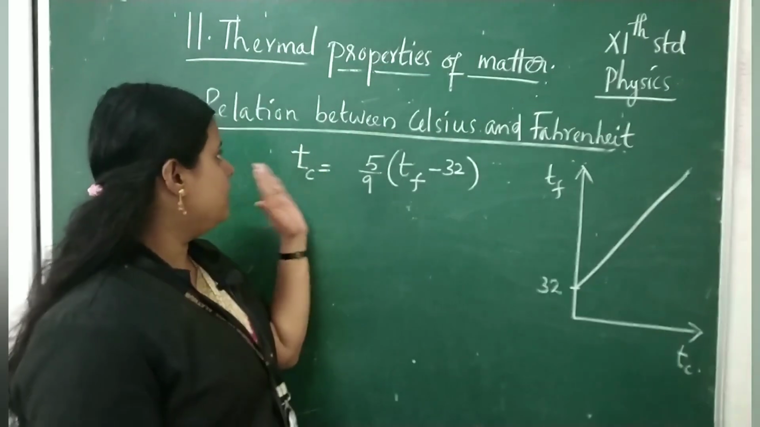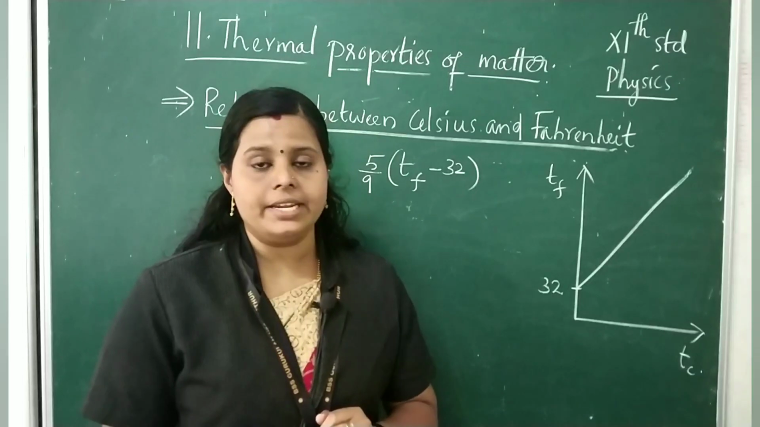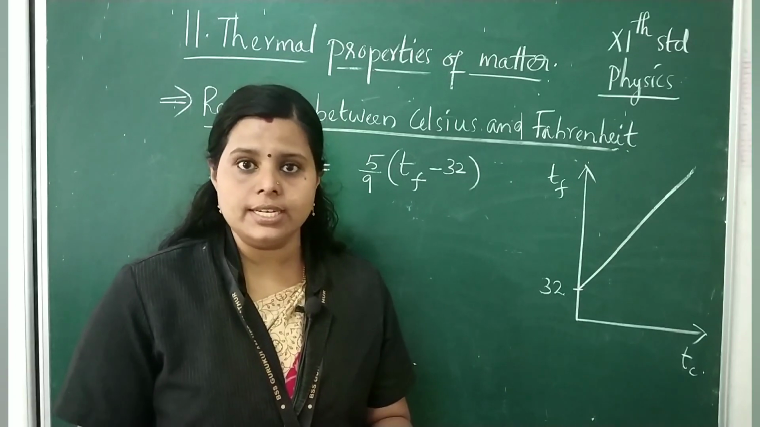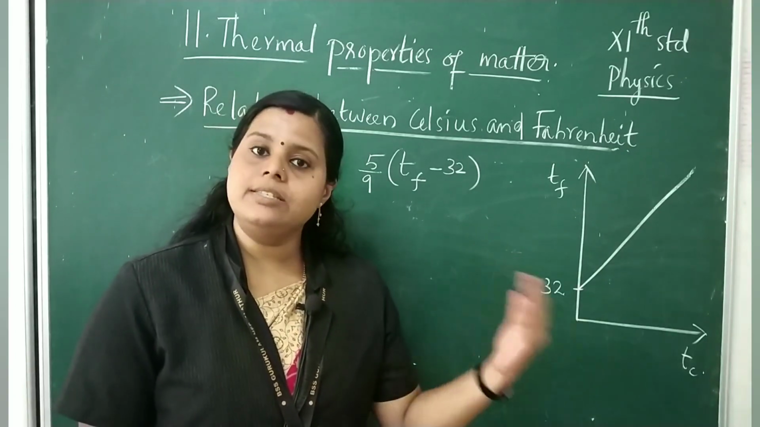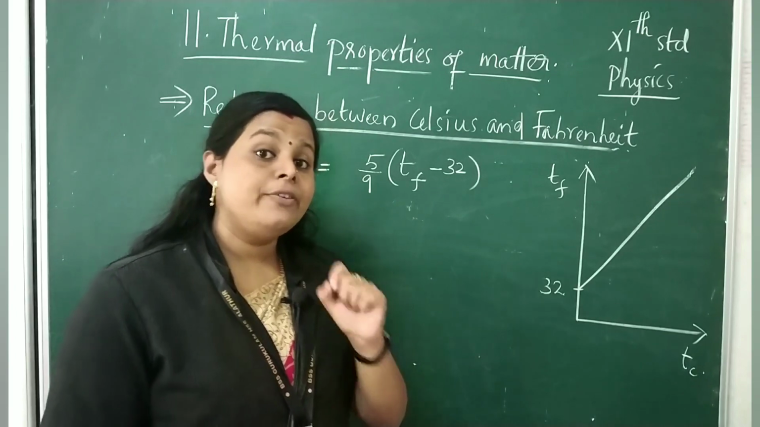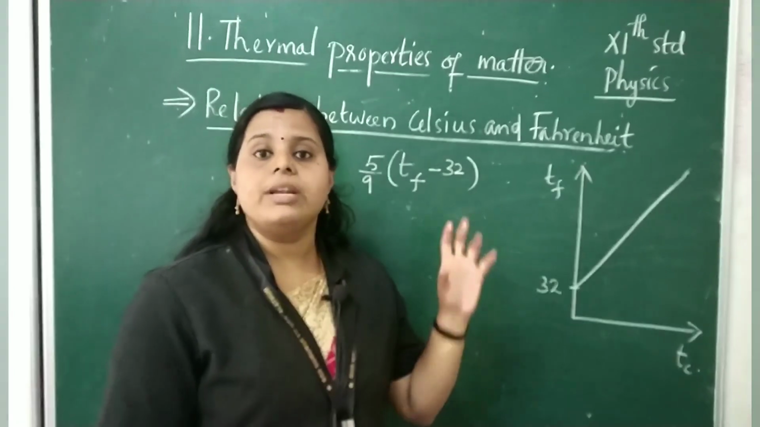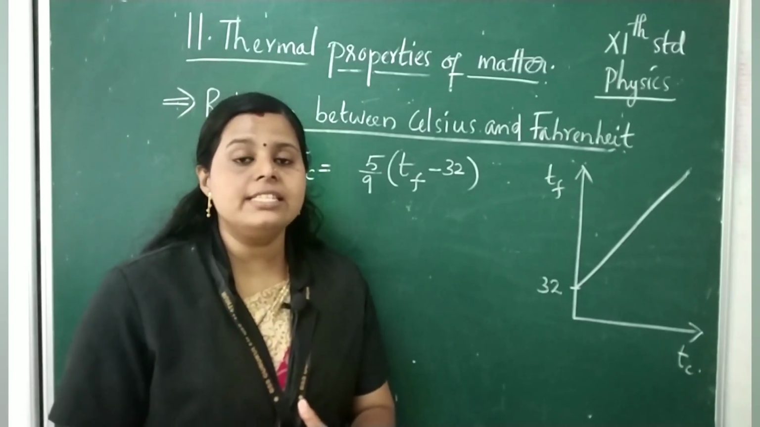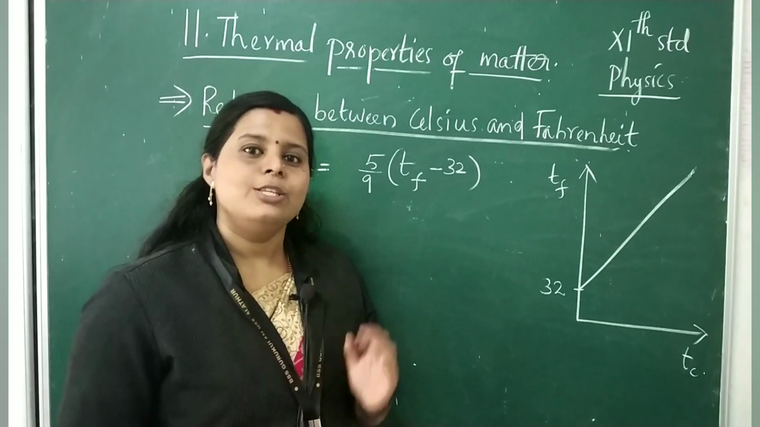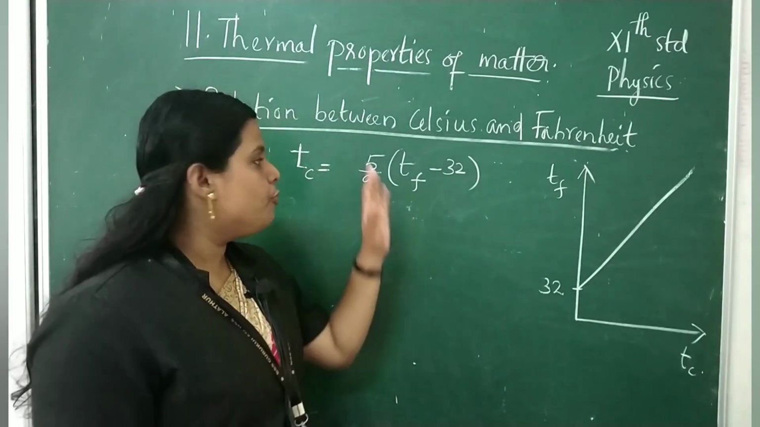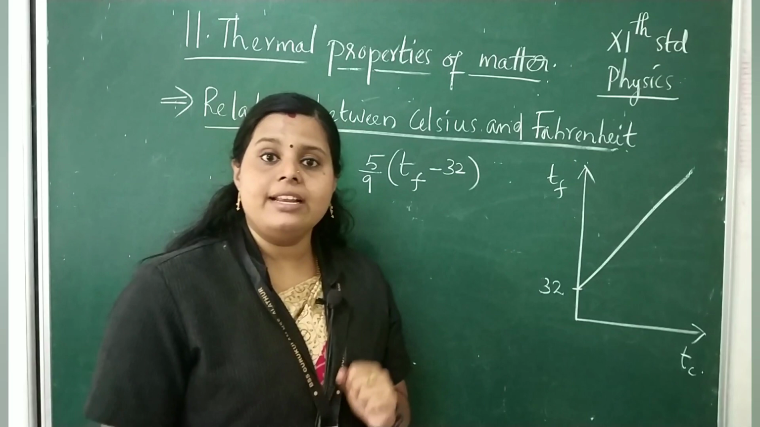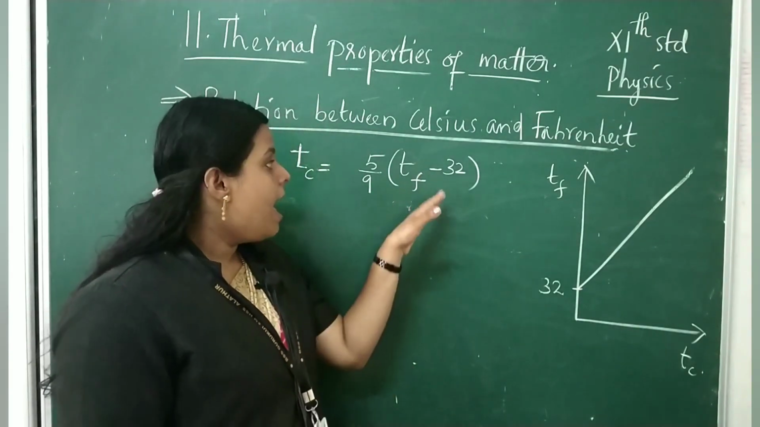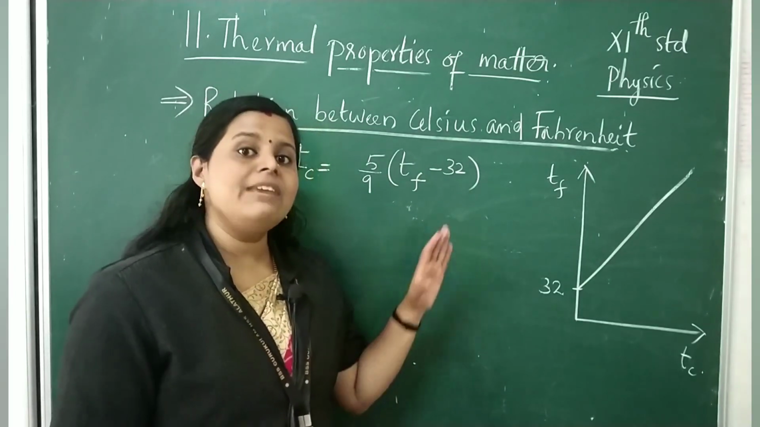Now listen children, let's learn the relation between Celsius and Fahrenheit. There are different scales to measure temperature, or different units for temperature, such as Kelvin, Celsius, Fahrenheit etc. So first we are going to learn the relation between Celsius and Fahrenheit, or how to relate a Celsius scale and a Fahrenheit scale. So this is the relation, Tc is equal to 5/9 into Tf minus 32, where Tc is the temperature measured using Celsius scale and Tf is the temperature measured using Fahrenheit scale.